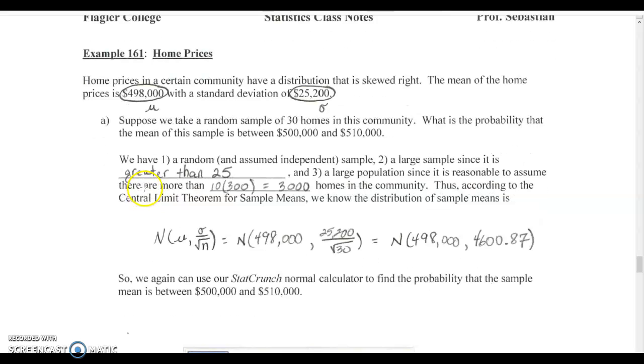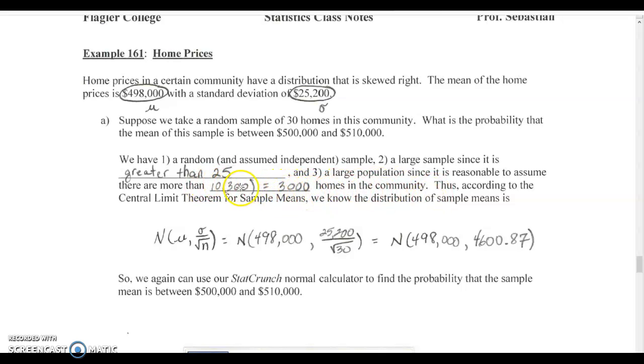So, checking the central limit theorem conditions, we have 1, a random and assumed independent sample. 2, we do have a large sample since it is greater than 25. Sample size is 30. And 3, we do have a large population since it's reasonable to assume that there are more than 10 times 30, our sample size, which is 300. There are more than 300 homes in the community.